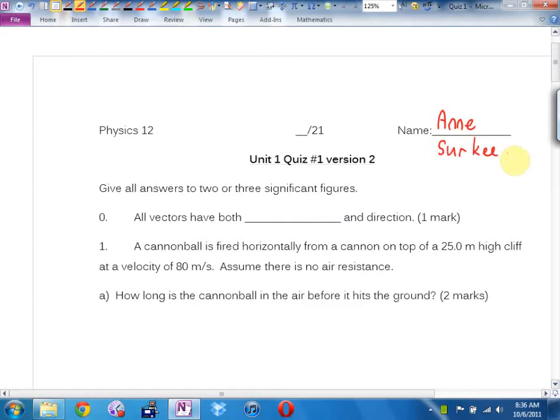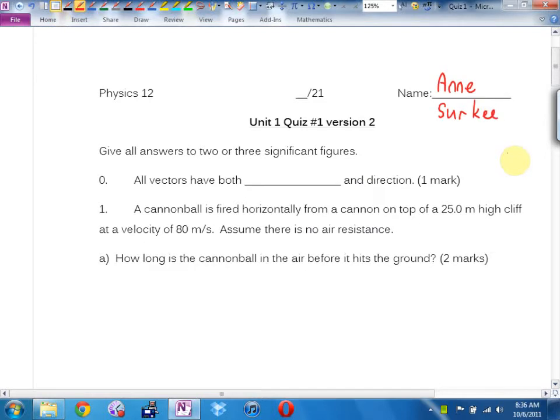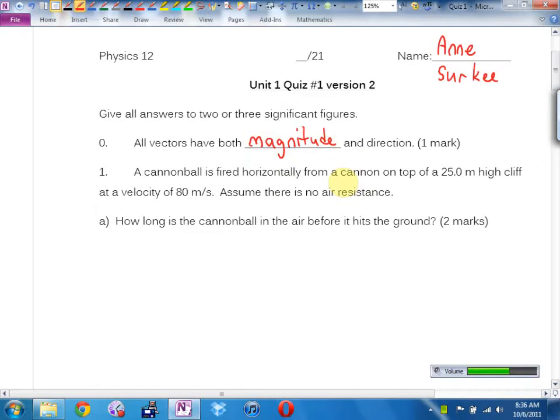Circe. She gets everything right. All vectors have both magnitude and direction. It's a little too loud.